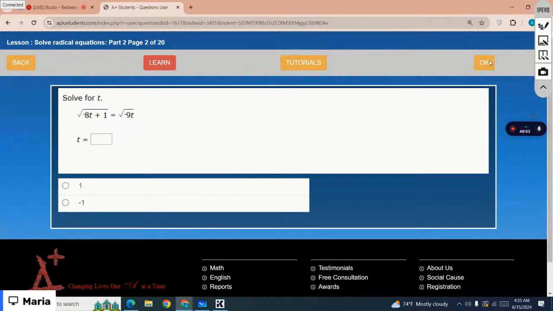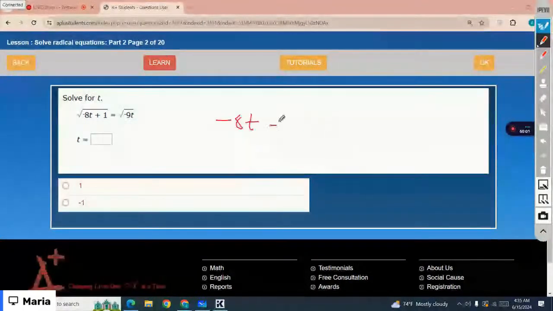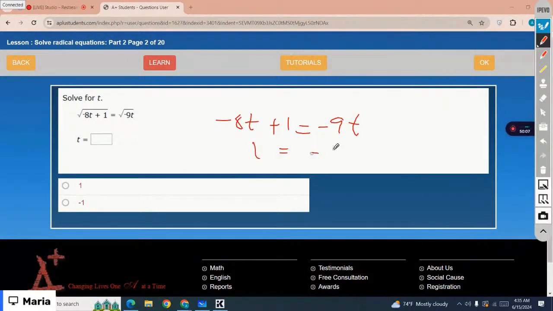Solve for t. So the square roots cancel out each other. So you are left with -8t plus 1 equals -9t. Move -8t to the other side, right? 1 equals -9t plus 8t. That equals 1. So t equals -1. The correct option is t equals -1. Option number 2 is the correct option.